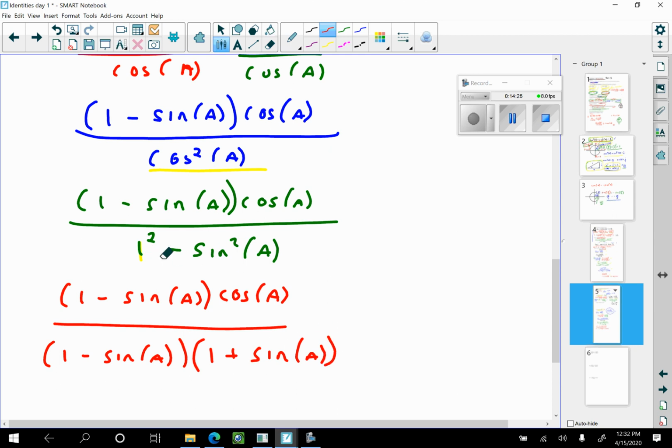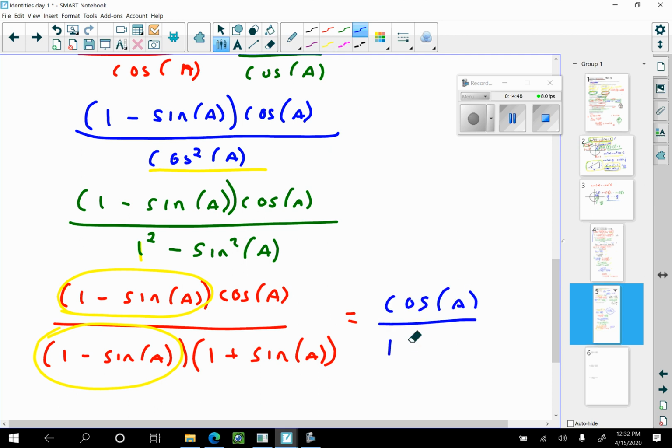I have a difference of squares. A minus B times A plus B is A squared minus B squared. Now look. Oh, guess what? This cancels with that. So what do I have? You betcha. Cosine of A over 1 plus sine of A, as desired. All righty. As desired, ladies and gentlemen.